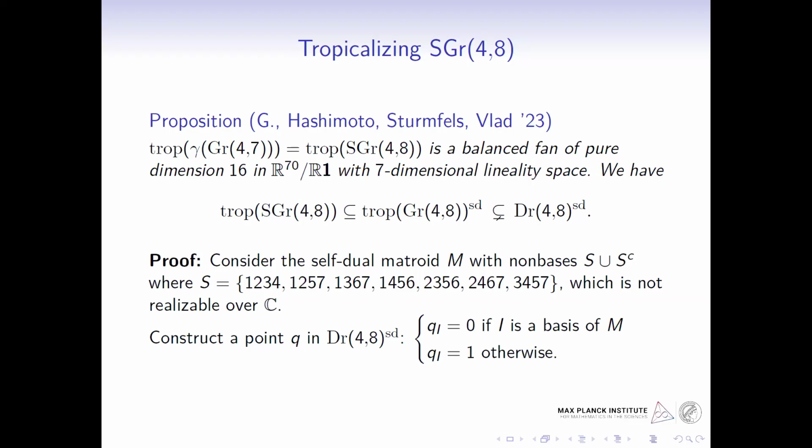And this induces a matroid subdivision on the hypersimplex, which contains the matroid polytope of this non-realizable matroid. And this is exactly why this point does not live in the self-dual part of the tropical Grassmannian, because we have this non-realizable matroid polytope in the subdivision.